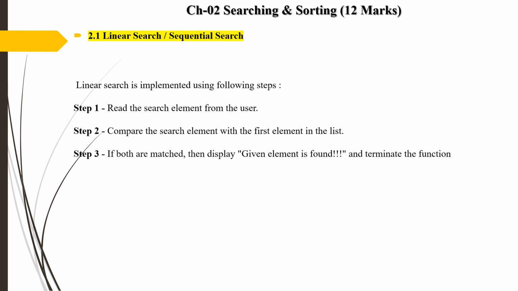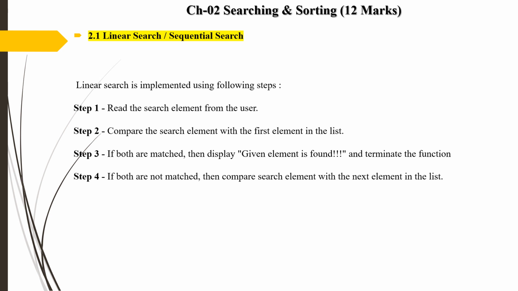Step three, if both are matched, then display the given element is found and terminate the function. So if the first element is matched with the search element, then the message is displayed and the search function is stopped or terminated. Then next step, if both elements are not matched, then compare the search element with the next element in the list.